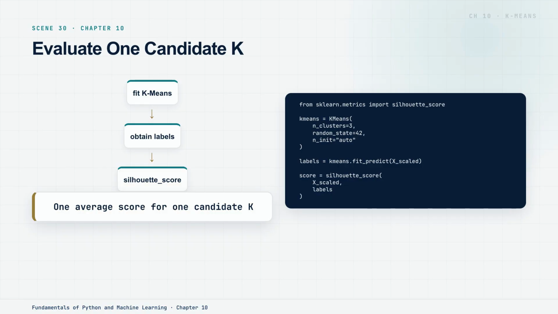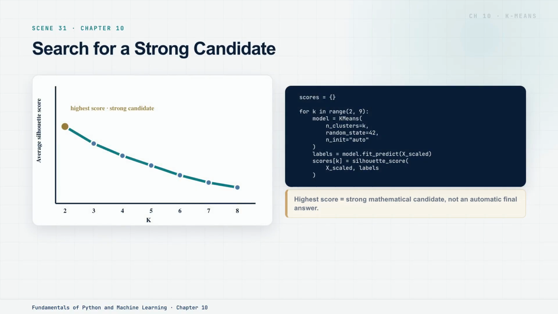The result is the average silhouette coefficient across the observations. The score can be calculated when at least 2 clusters exist and fewer clusters than observations are represented. We repeat this process for several candidate values of K to compare possible cluster counts. Test a reasonable range beginning with K equal to 2. For each value, fit a new K-means model and calculate the average silhouette score. The K with the highest average score is a strong candidate under this measurement.